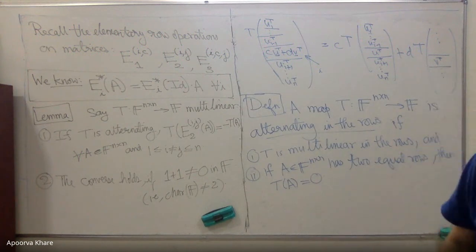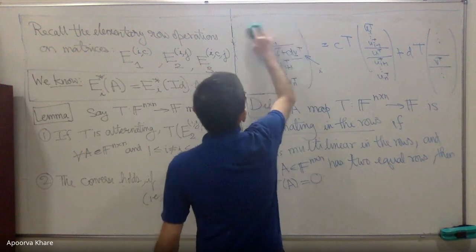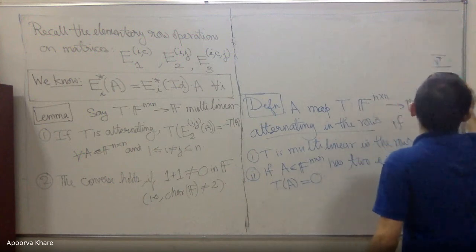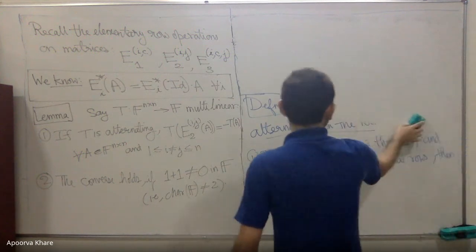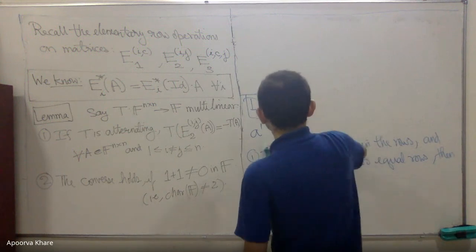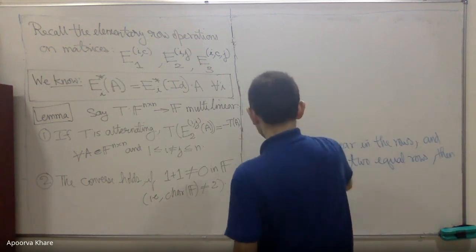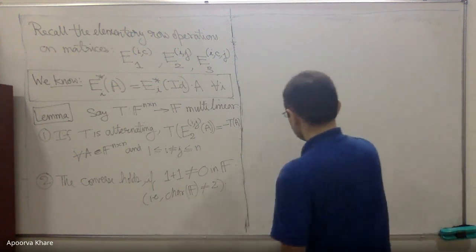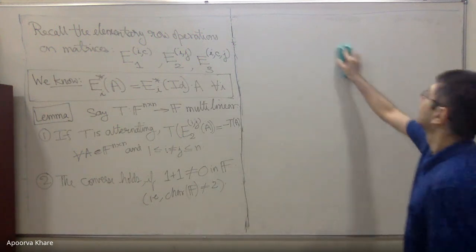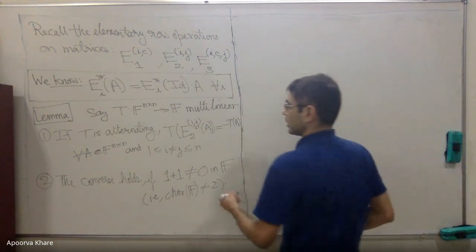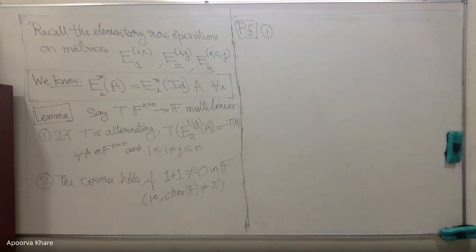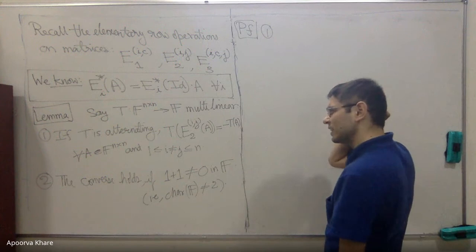Okay, let's prove the lemma. So proof of 1, let's say. Suppose T is alternating. Okay, fine. So let's write this down. Let's write down the maps. I want to prove this.